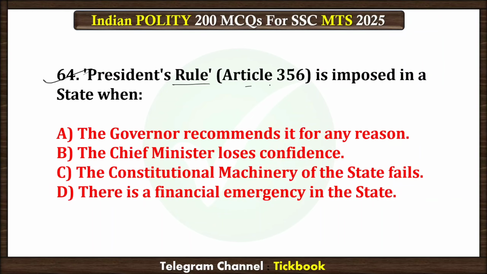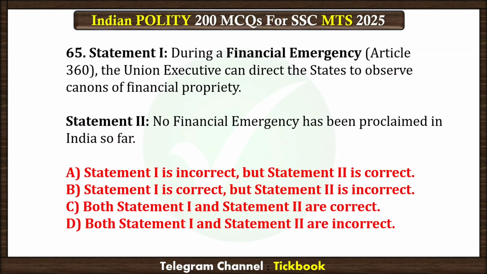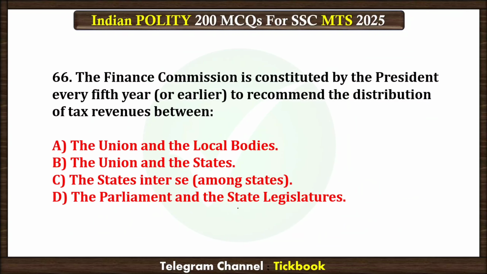64. President's rule, Article 356, is imposed in a state when the constitutional machinery of the state fails. 65. Statement 1. During a financial emergency, Article 360, the Union Executive can direct the state to observe canons of financial propriety. Statement 2. No financial emergency has been proclaimed in India so far. Option number C, both statement 1 and 2 are correct.